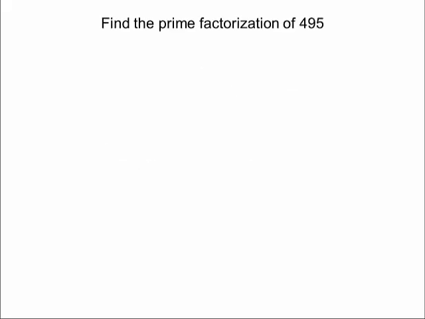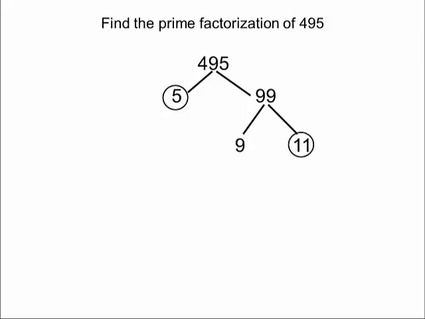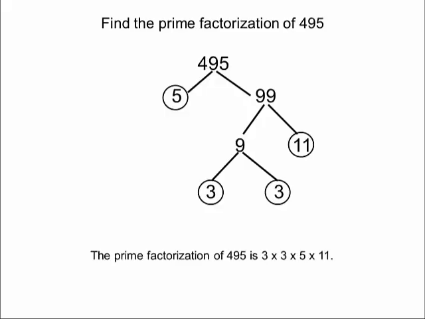How about 495? I would notice first that 5 is a factor, and I'm left with 99. When I look at 99, I think of 9 and 11. 11 is prime, 9 is composite. The factors are a couple of 3s. And so 495 has 2 3s, a 5, and 11 as factors.